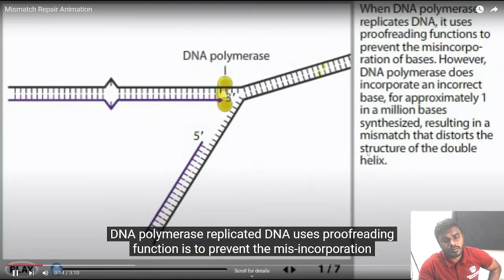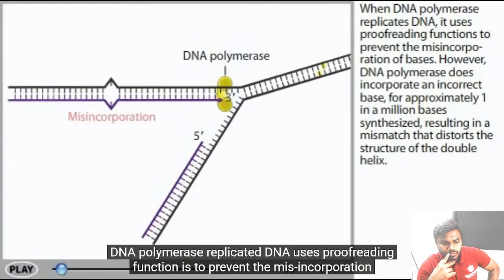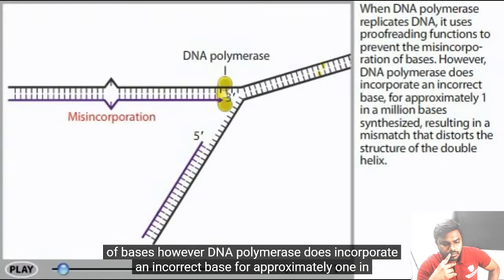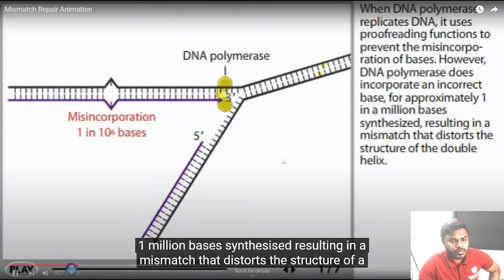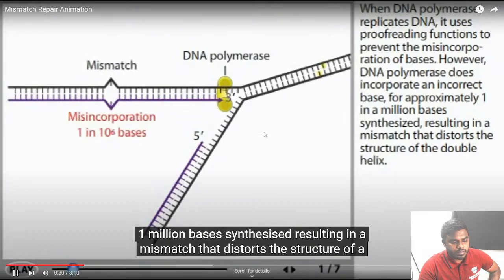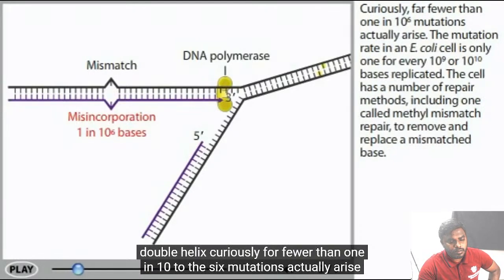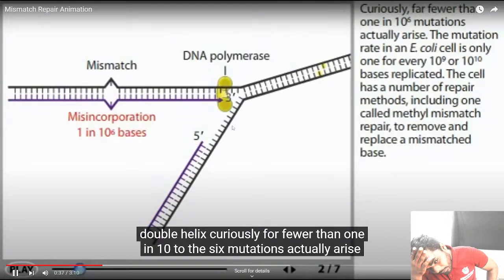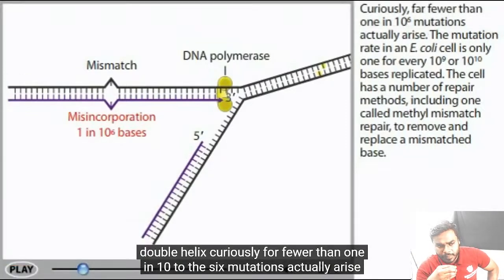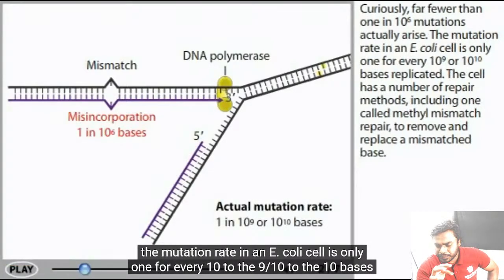When DNA polymerase replicates DNA, it uses proofreading functions to prevent the misincorporation of bases. However, DNA polymerase does incorporate an incorrect base for approximately 1 in a million bases synthesized, resulting in a mismatch that distorts the structure of the double helix. Curiously, far fewer than 1 in 10 to the 6 mutations actually arise. The mutation rate in an E. coli cell is only 1 for every 10 to the 9 or 10 to the 10 bases replicated.